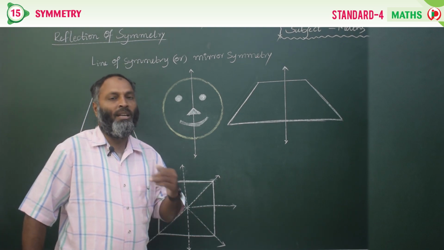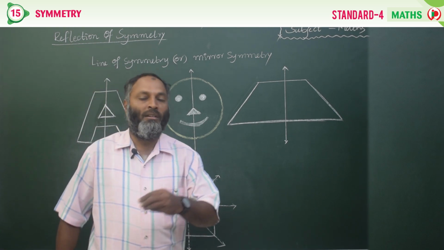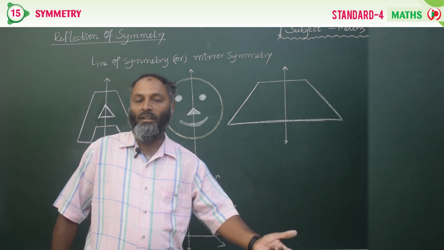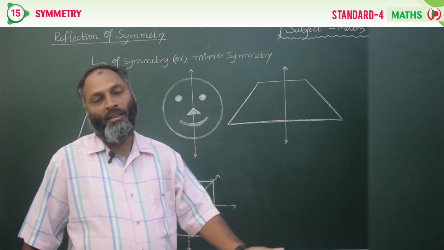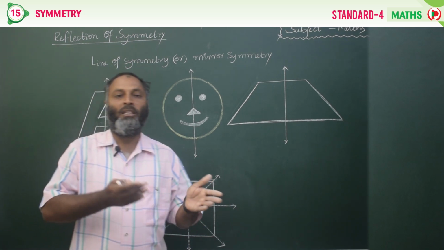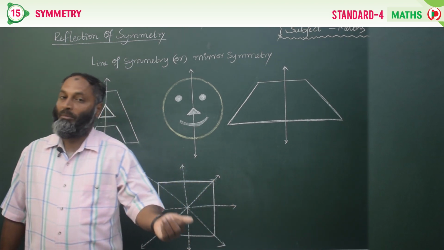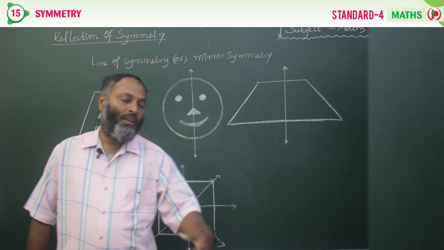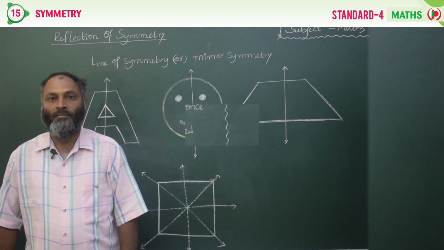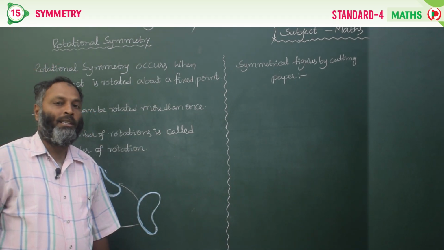So it does not mean that the line of symmetry is always a vertical line, or always a horizontal line. It is not like that. A line of symmetry may be a vertical line, a horizontal line, or a slanting line. Any line you draw that makes a given picture into two equal shapes is called a line of symmetry. Okay students, next concept, rotational symmetry.